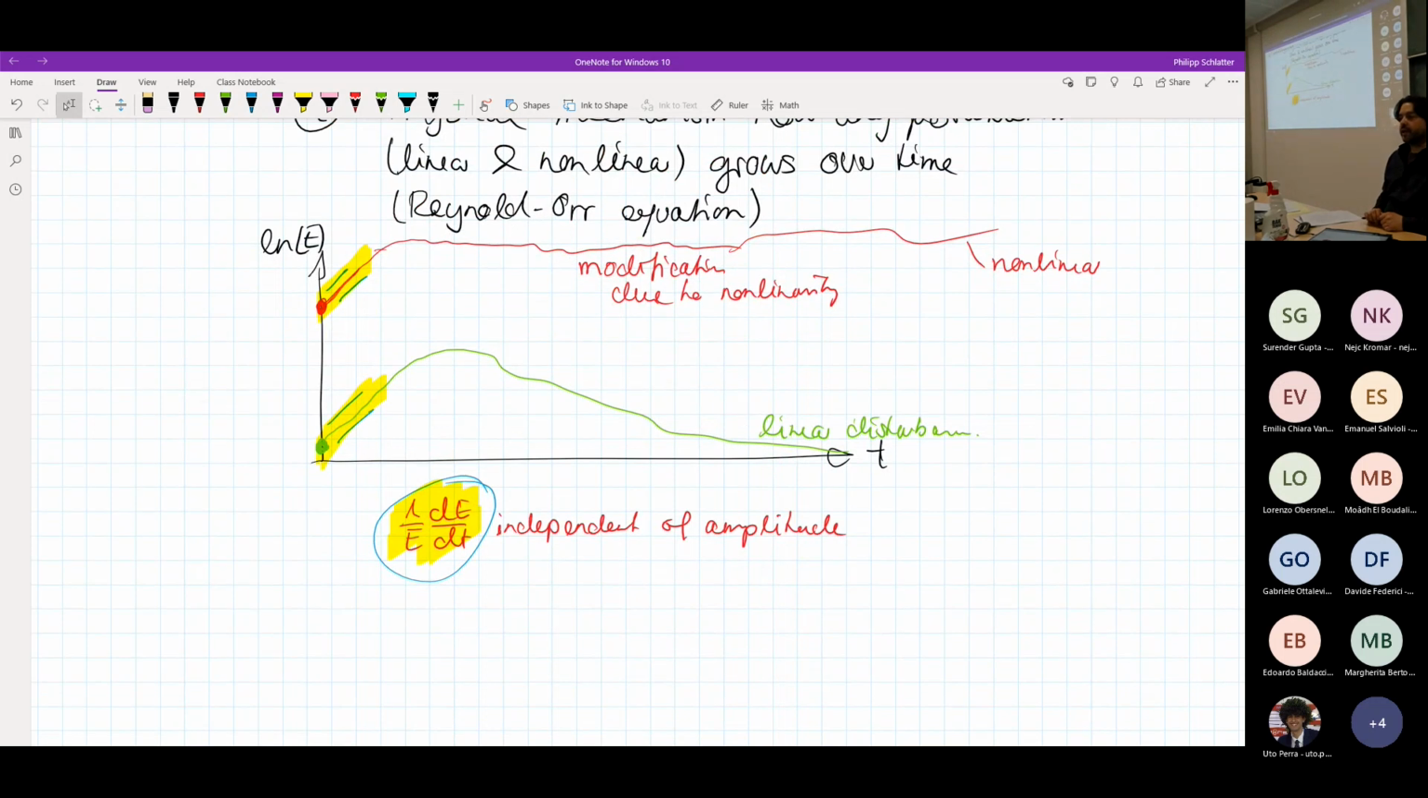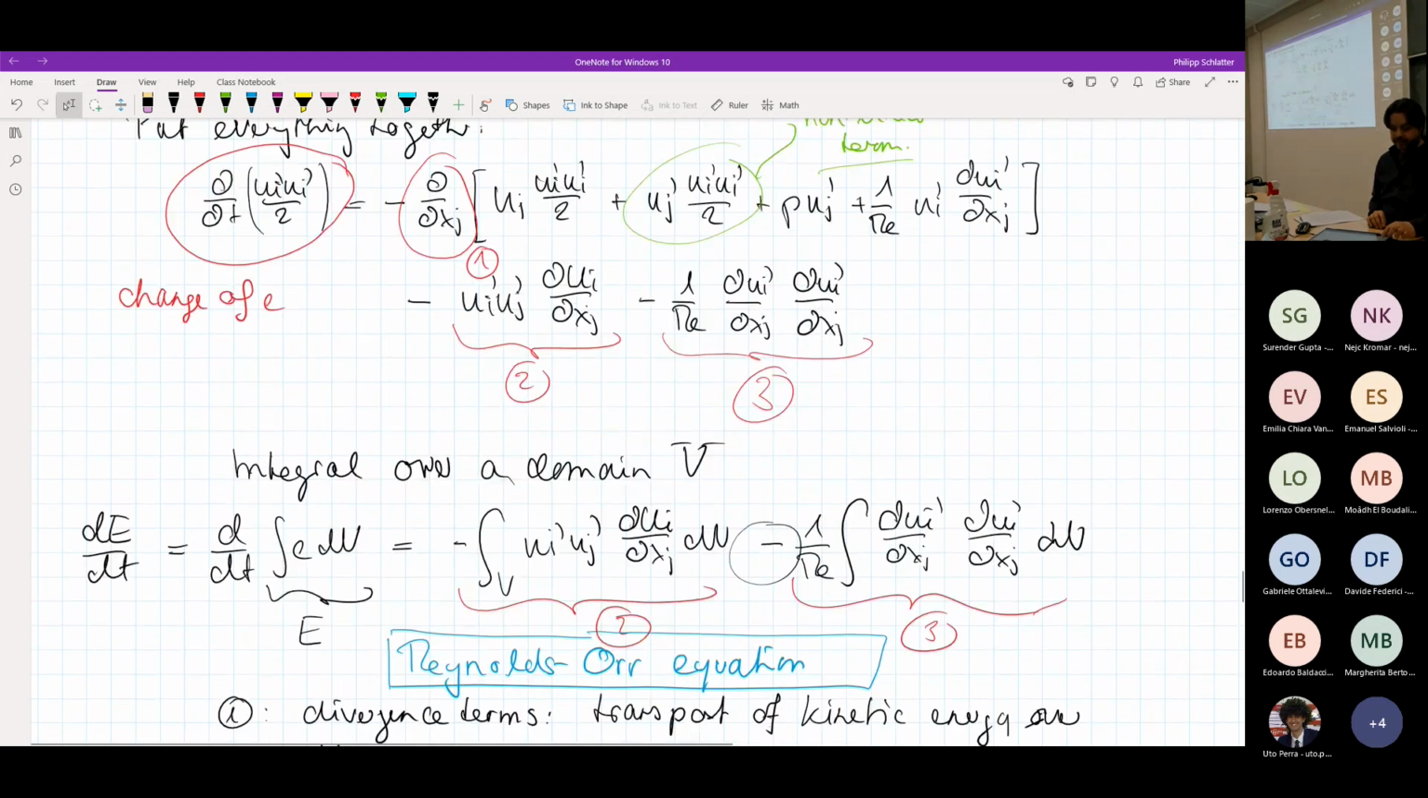Okay. Is this more or less clear what I mean? Good. Then I will close my little insert.